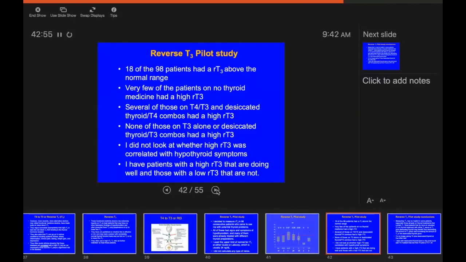So again, I'm not sure that this is the be-all and end-all, but I would say if you have a choice and you're treating somebody with thyroid medicine and they have a high reverse T3, it's worth trying to lower it by either taking them off the T4 or trying to give them some T3 to try to lower that reverse T3 to see if that helps them.